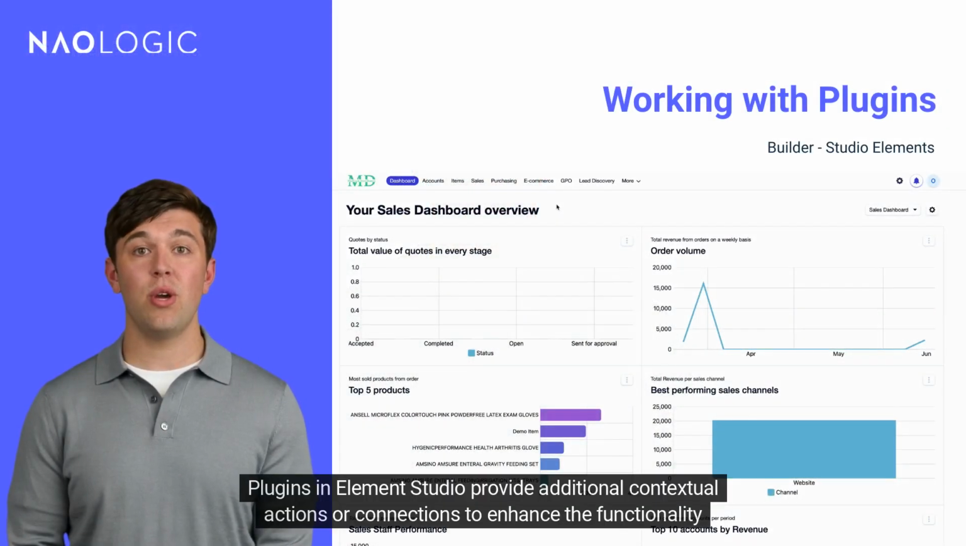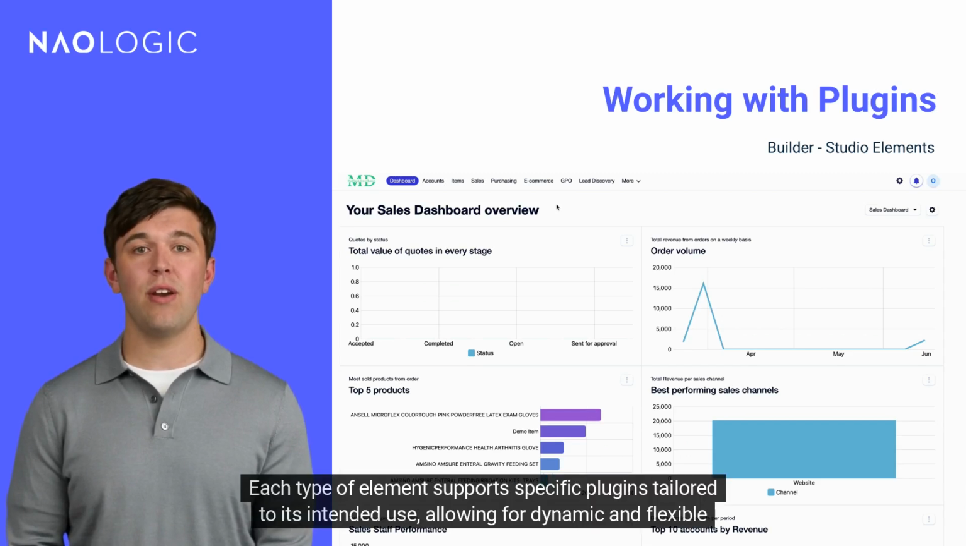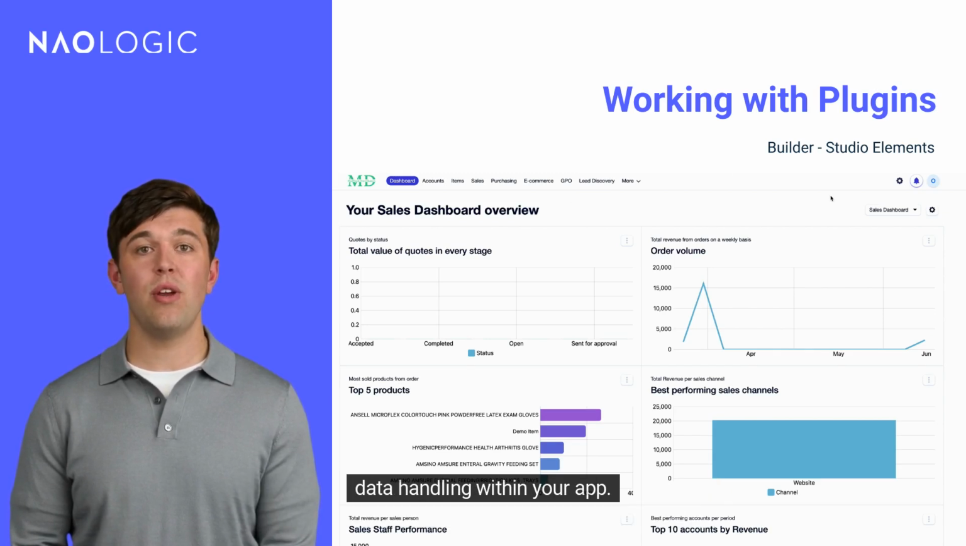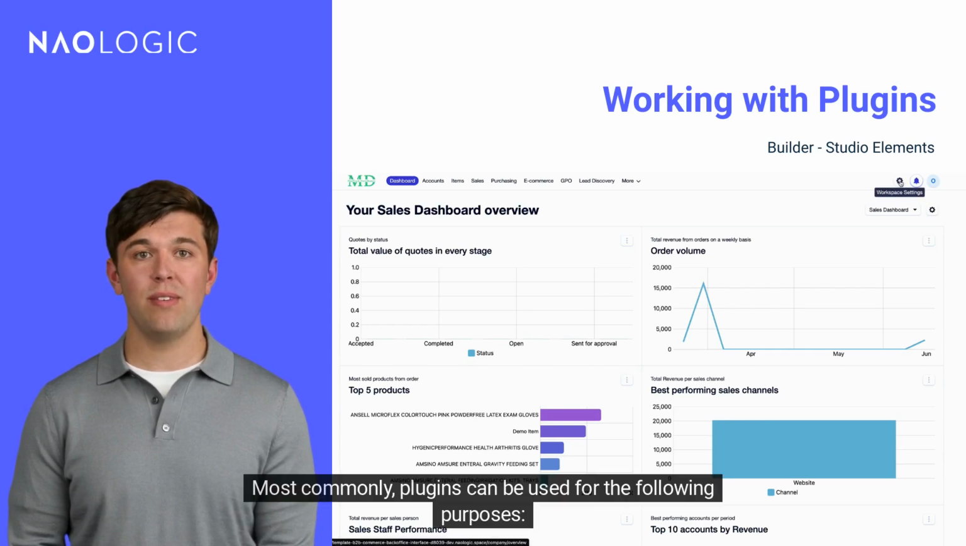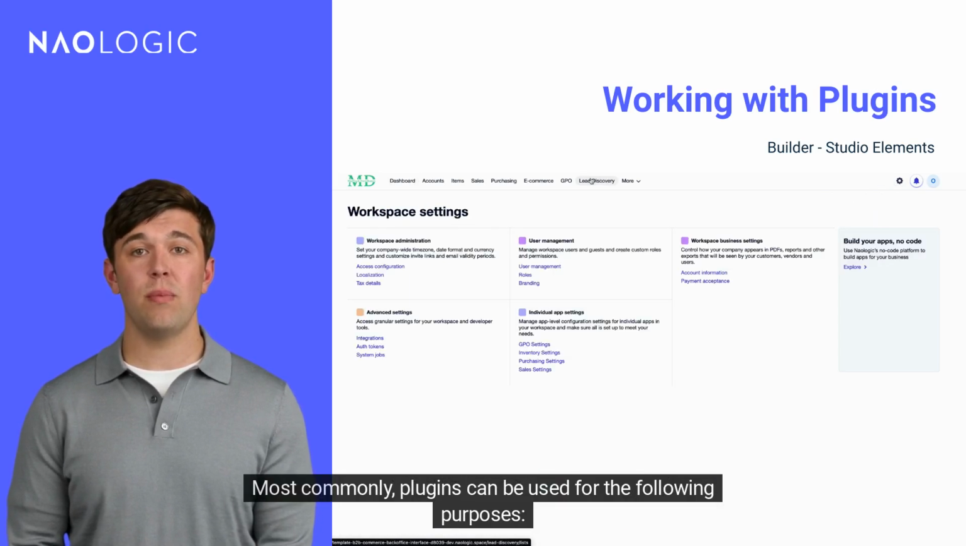Plugins in Element Studio provide additional contextual actions or connections to enhance the functionality of elements. Each type of element supports specific plugins tailored to its intended use, allowing for dynamic and flexible data handling within your app. Most commonly, plugins can be used for the following purposes.